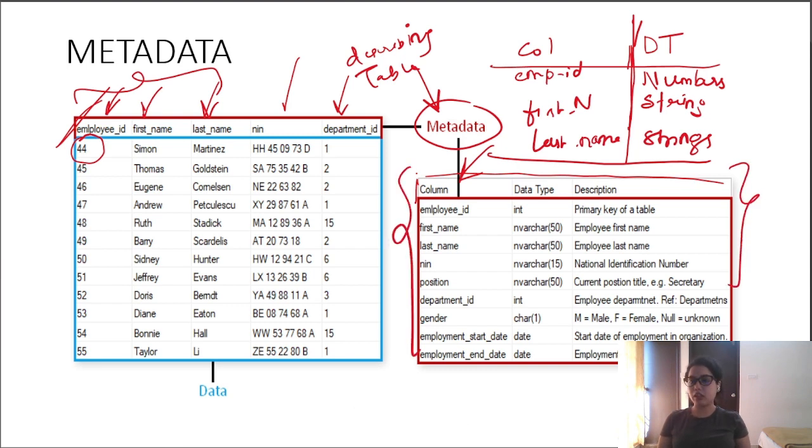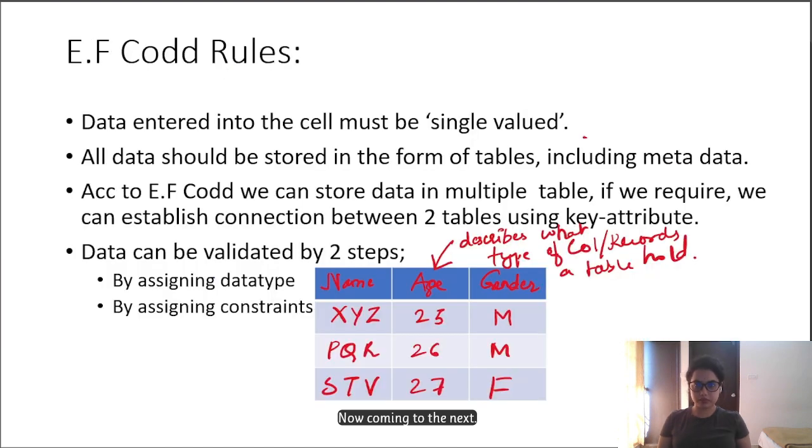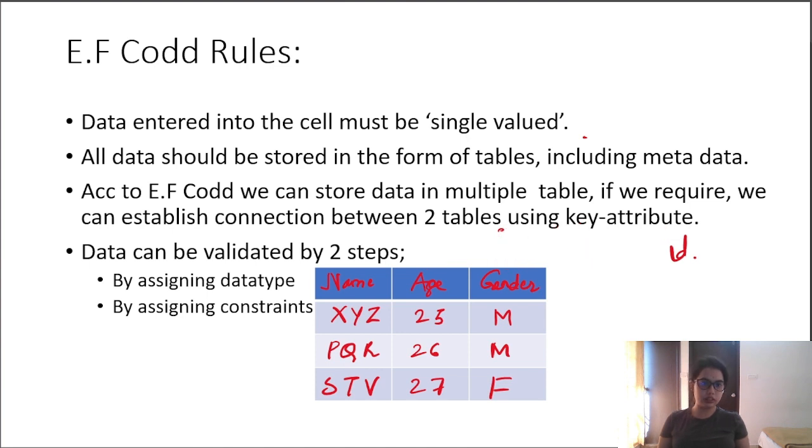Okay. Now coming to the next thing. So according to EF chord, we store data in multiple tables, and if we require, we can establish a connection between them using the key attribute. Okay. So just for the time being, you understand this. Like this is one table you have, right? And suppose you have one more column here, which is an ID. Okay. 1, 2, 3.